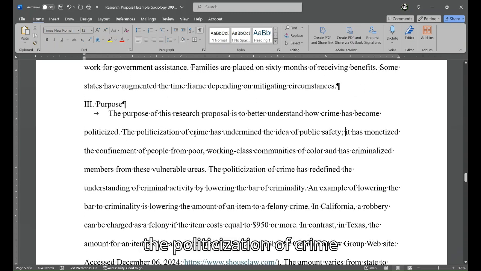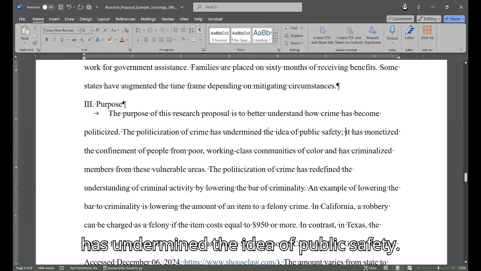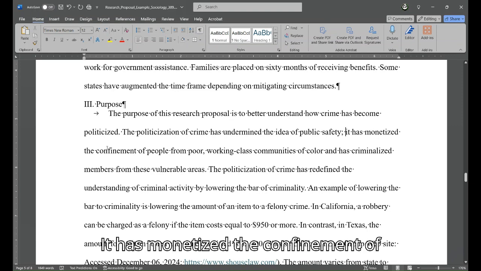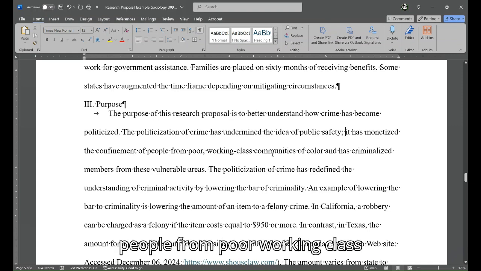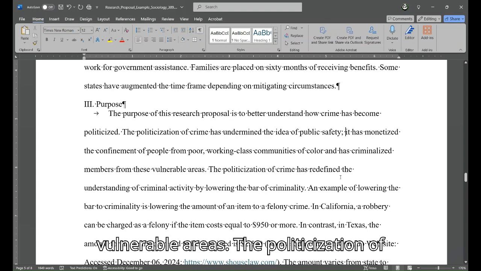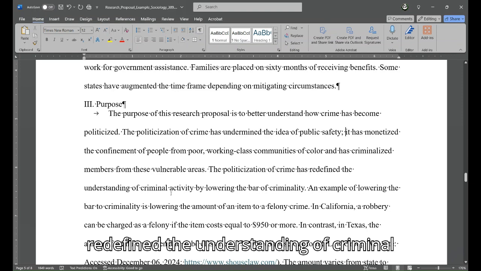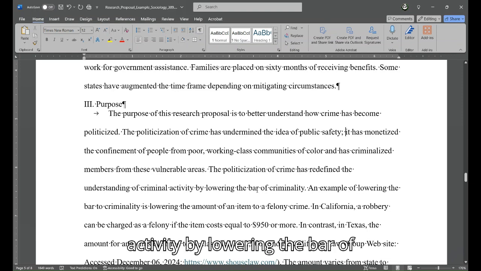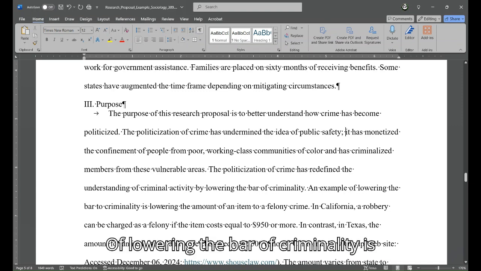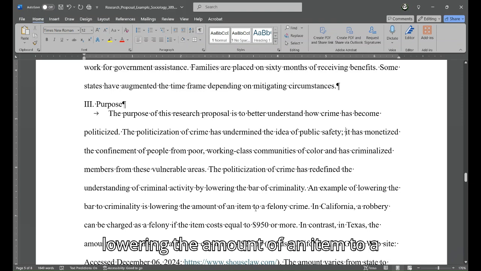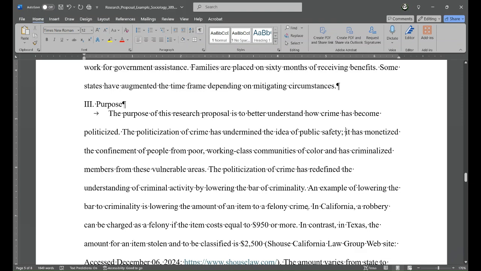The politicization of crime has undermined the idea of public safety. It has monetized the confinement of people from poor working class communities of color and has criminalized members from these vulnerable areas. The politicization of crime has redefined the understanding of criminal activity by lowering the bar of criminality. For example, of lowering the bar of criminality is lowering the amount of an item to a felony crime.